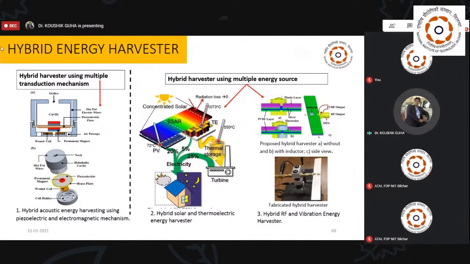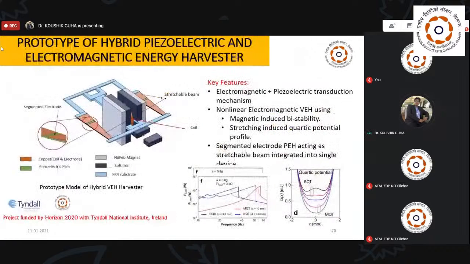Hybrid energy harvesters, you can see some examples. Hybrid energy harvesters also exist in the modern world. Lots of people are working on hybrid solar and thermoelectric generators, hybrid RF and vibration energy harvesters, then hybrid acoustic energy harvesting using piezoelectric and electromagnetic. So this is the prototype of a hybrid piezoelectric and electromagnetic energy harvester.